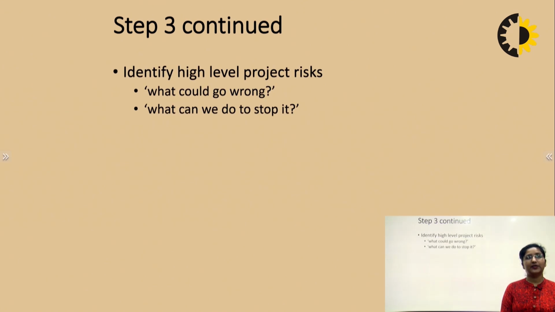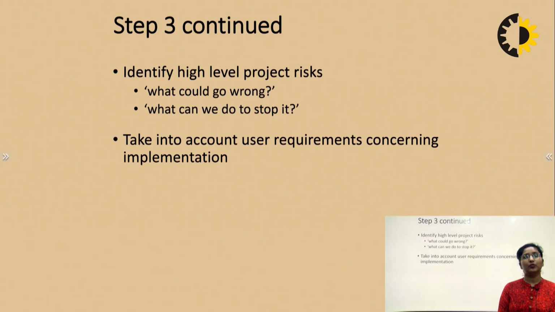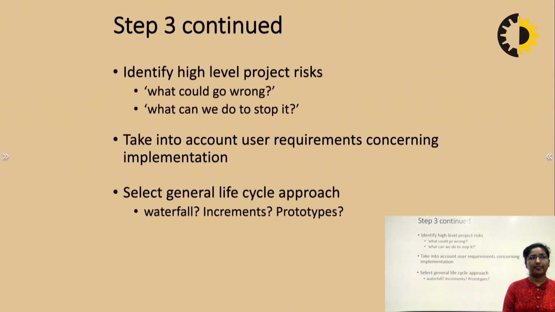After that, we need to identify the high level project risk, like what could go wrong, what can we do to stop it. So, we need to identify the risk also, where the project may lack, what are the things that we can do primarily so that we are able to overcome all those risks. So, that also needs to be identified. Take into account user requirements concerning the implementation. Select the general life cycle approach, like which life cycle approach we are going to use, like waterfall, incremental, prototypes, agile, extreme programming. So, which life cycle approach we are going to use for it.